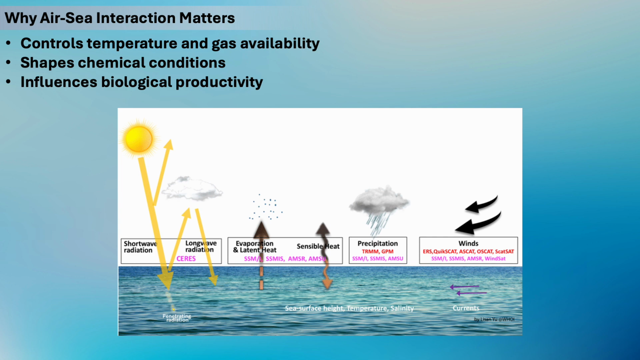Air-sea interaction controls temperature, gas availability, and chemical conditions in the ocean. Temperature affects metabolic rates and species distributions. Gas exchange controls oxygen availability and carbon chemistry. Heat storage and release influence seasonal and long-term stability of marine habitats. Marine ecosystems are therefore shaped not just by conditions within the ocean, but by ongoing exchanges with the atmosphere.